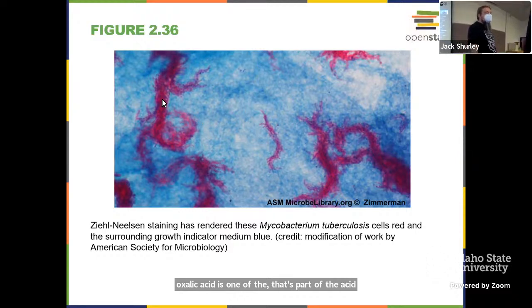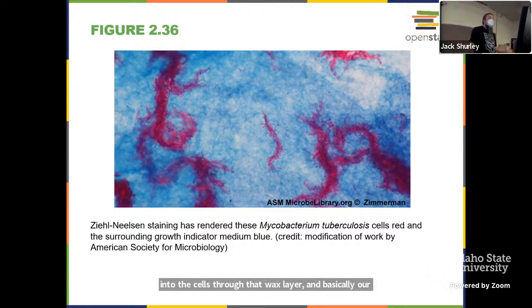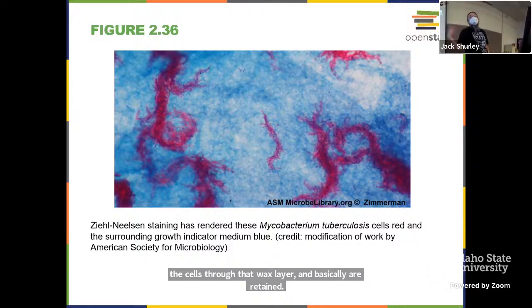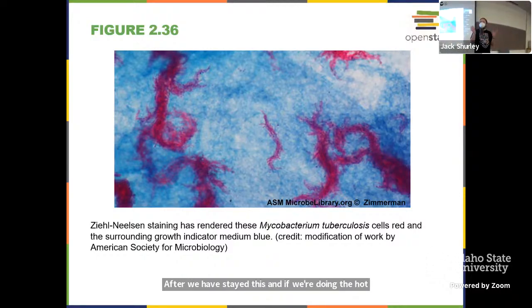Carbolfuchsin, this reddish dye: the carbol is the carboxylic acid and the fuchsin is the dye. The two together penetrate into these cells through that wax layer and basically are retained. After we have stained this, if we're doing the hot method, it's about 5 minutes of steam bath with the stain being applied to it, all right?